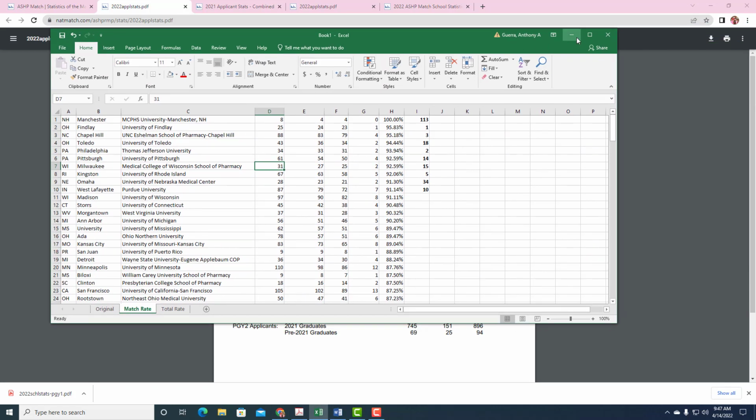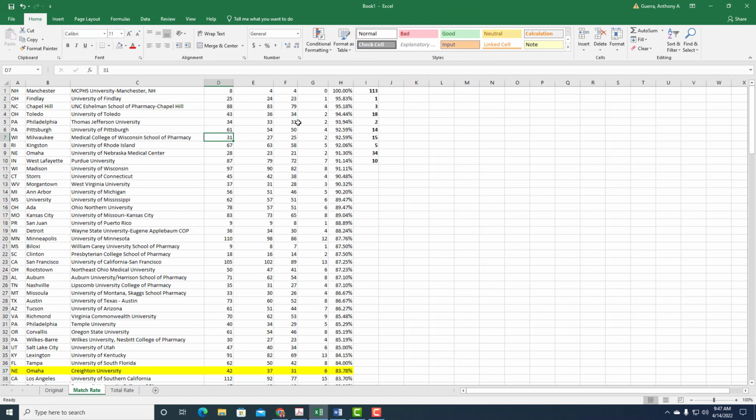So if you go by what most people use as the match rate, which is always higher in general than the total rate, the rate is 100% at this satellite campus of MCPHS, where 4 people got an interview, and all 4 of them matched in phase one or phase two. And then the University of Findlay comes next, 23 out of the 24 that got an interview.